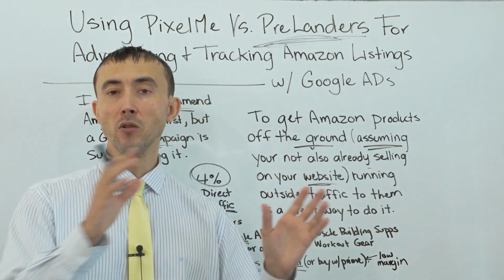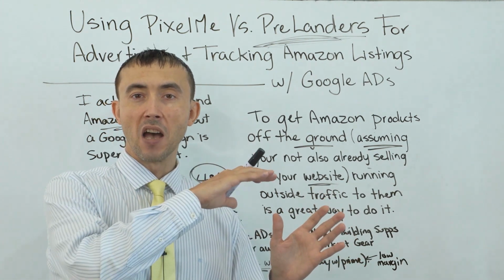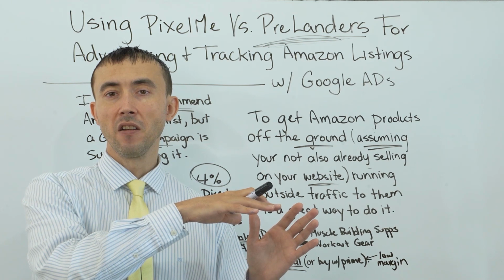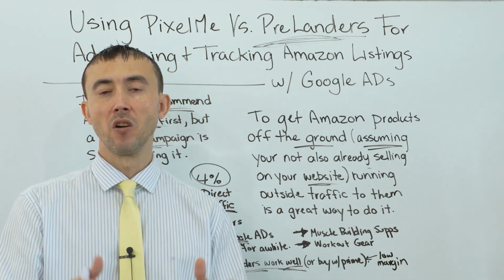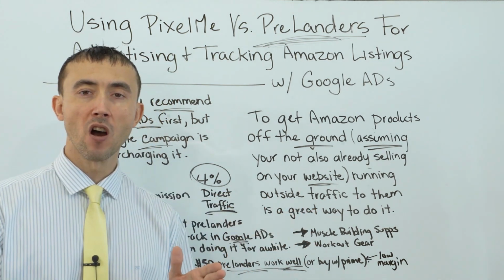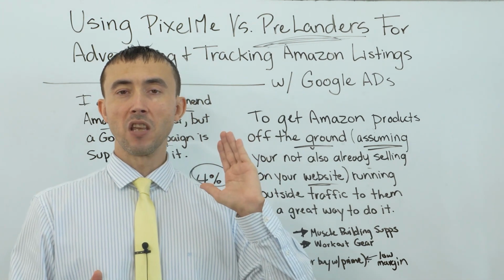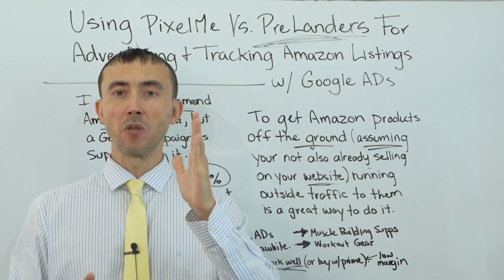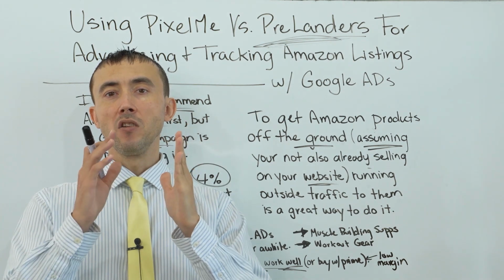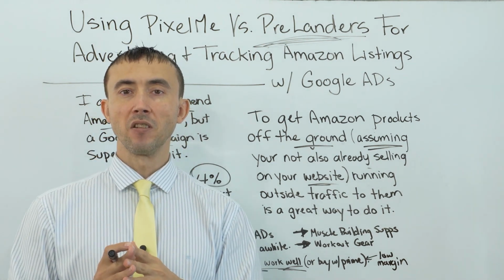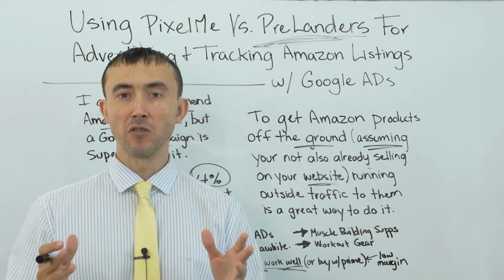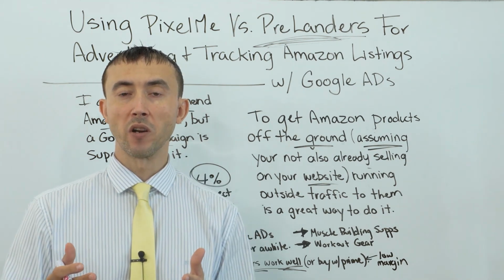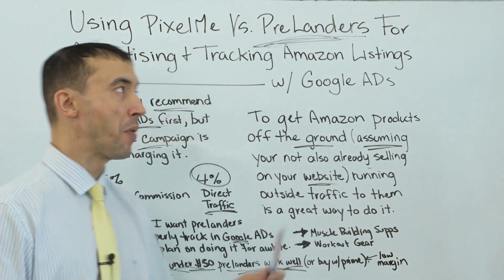But in those cases, generally speaking, the Amazon Buy with Prime button is going to be better than sending them to the pre-lander page. So in summary, your options are: you could send them to a pre-lander page, you could send them to a regular product page on your website with a Buy with Prime button, or you could send them directly to the Amazon listing itself and gather at least some tracking data that shows which Google ads are working and which are not through having a PixelMe account.